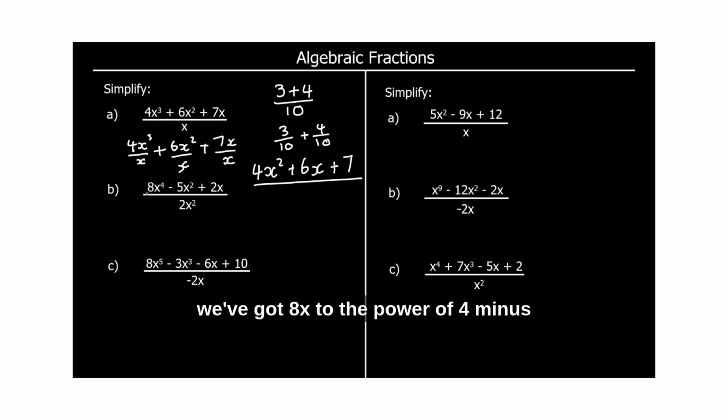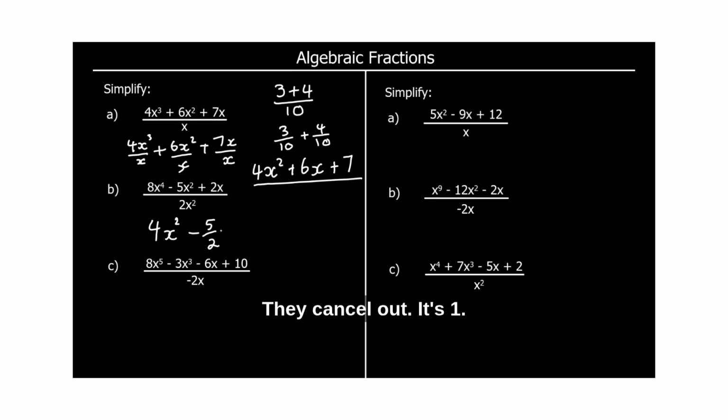The second one, we've got 8x to the power of 4 minus 5x squared plus 2x all over 2x squared. So I'm going to divide each of the terms individually. 8x to the power of 4 over 2x squared. So 8 over 2 is 4. X to the power of 4 divided by x squared is x squared, taking away the powers. Negative 5x squared over 2x squared. Negative 5 over 2 is negative 5 over 2. X squared divided by x squared, they cancel out. It's 1. So I've got no x squareds.